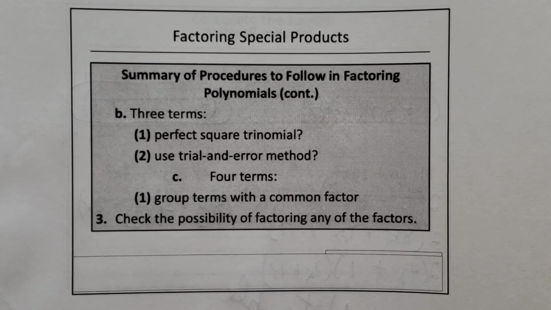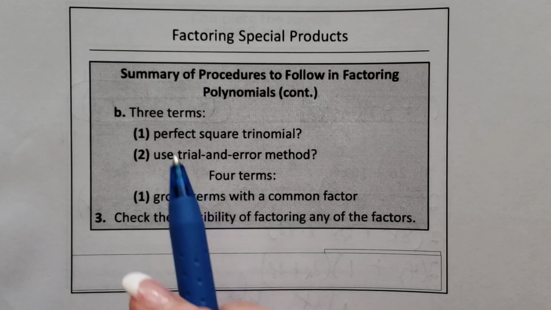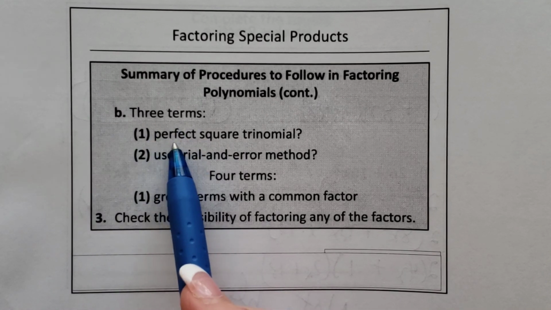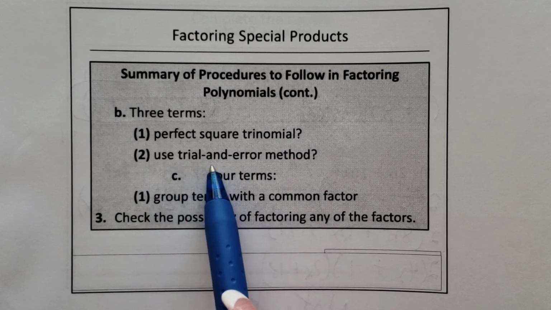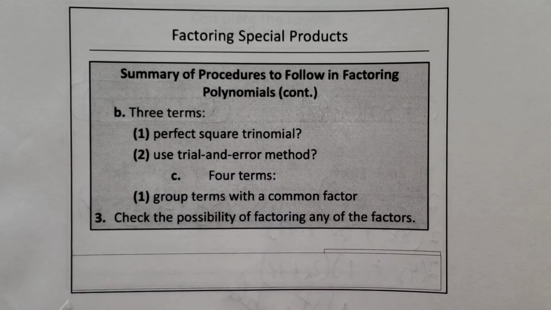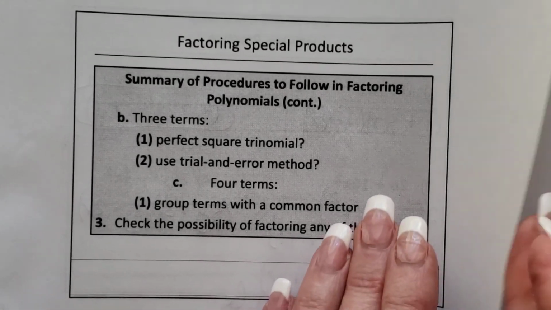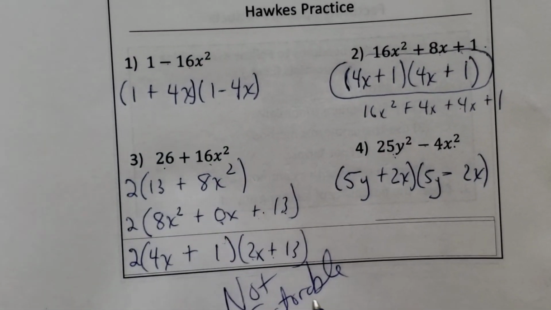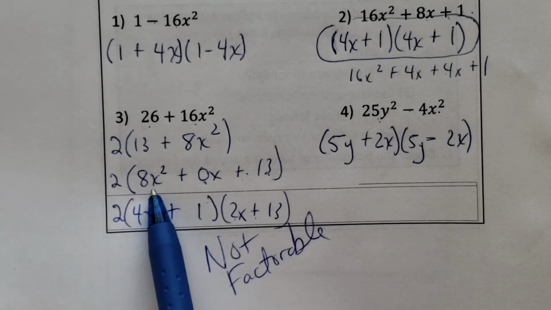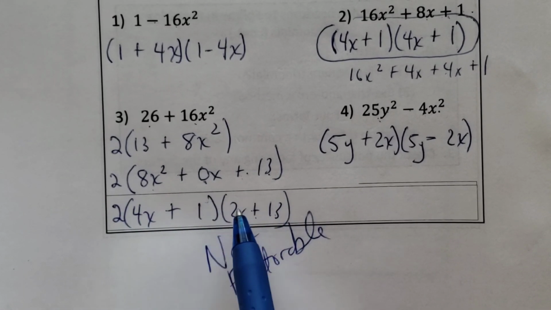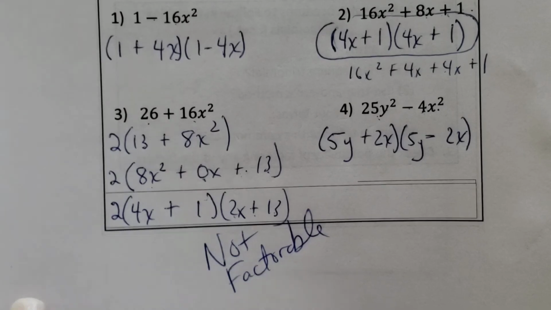All right, so summary of procedures to follow in factoring polynomials. If there's 3 terms, you're going to say, okay, is this a perfect square trinomial? Are we going to try the trial and error method, like number 3 right here? We tried dividing up that 8 and that 13, but we found out that that was not factorable.